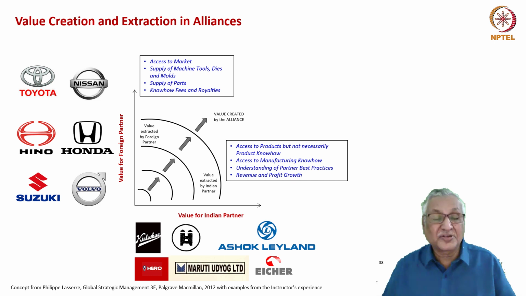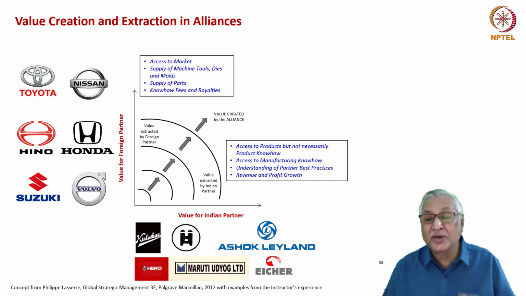This is an example I have taken from Philip Lasserre. Global Strategic Management is the book, and I recommend that for you to read. But I have peppered this model with various examples from India. What is the value for the Indian partner is one dimension, and what is the value for the foreign partner is another dimension. So, typically, an Indian partner in an automobile alliance gets access to products but not necessarily product know-how. Access to manufacturing know-how is provided.